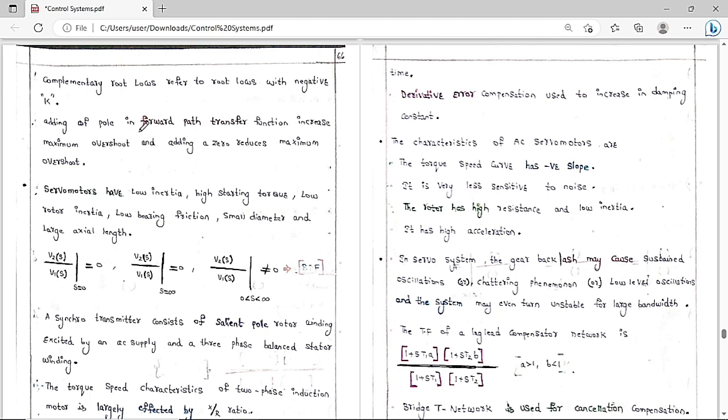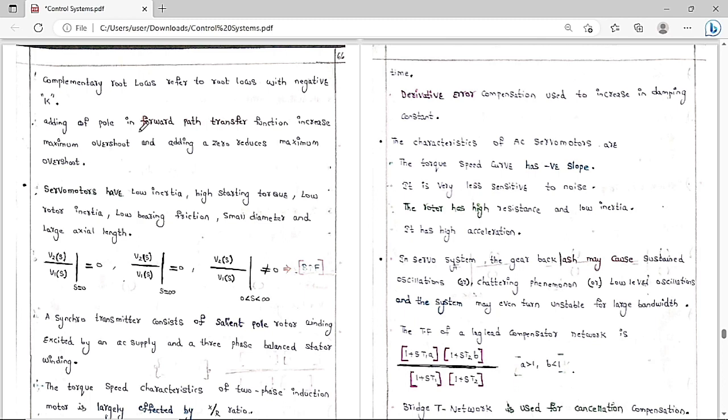The next point is adding of a pole in the forward path transfer function increases the maximum overshoot, whereas adding a zero reduces the maximum peak overshoot. So this one you always have to keep in your mind: adding of a pole in the open loop transfer function increases the maximum overshoot, and adding a zero reduces the maximum overshoot.